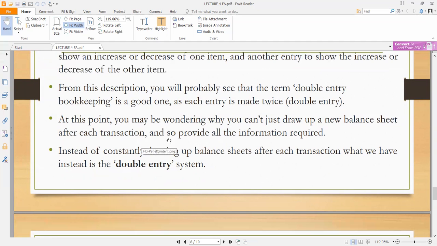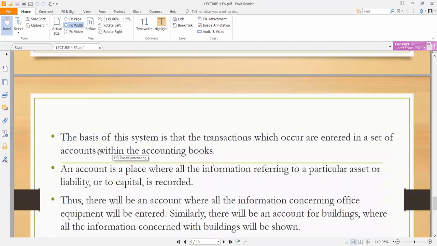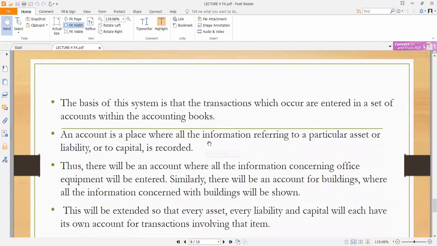At this point you may be wondering why you can't just draw up a new balance sheet after each transaction and so provide all the information required. Instead of constantly drawing up balance sheets after each transaction, what we have instead is the double entry system. The basis of this system is that the transactions which occur are entered in a set of accounts within the accounting books. An account is a place where all the information referring to a particular asset or liability or to capital is recorded. That's what an account is.